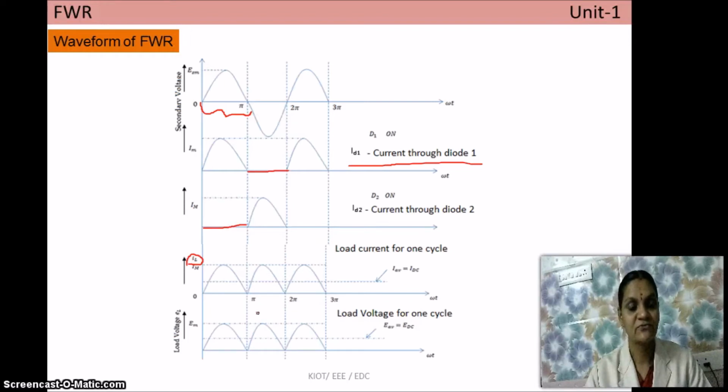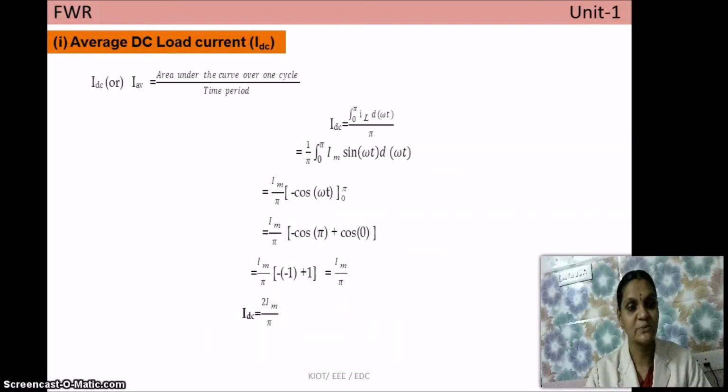So this is a waveform for full wave rectifier. Next, the derivations of full wave rectifier parameters. As we already discussed with respect to half wave rectifier, the same procedure we have to follow here. The formula: IDC or I average equals the area under the curve over one complete cycle divided by time period.